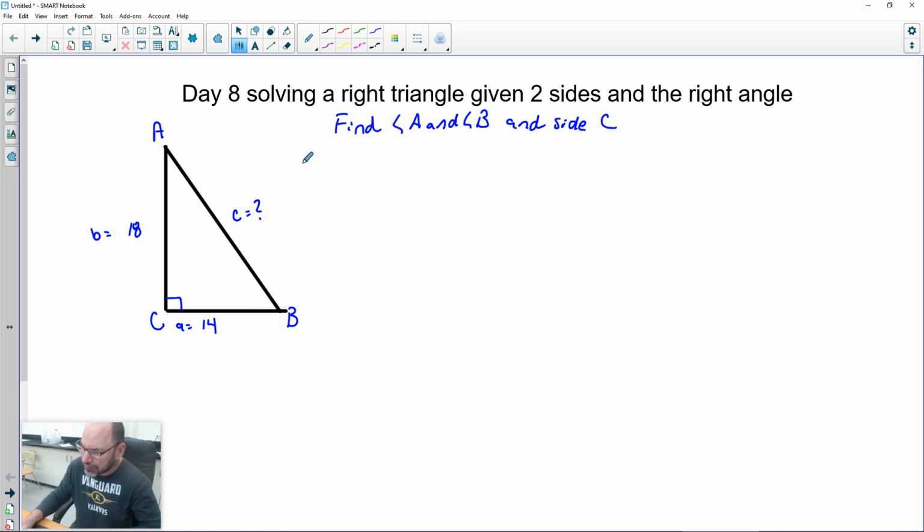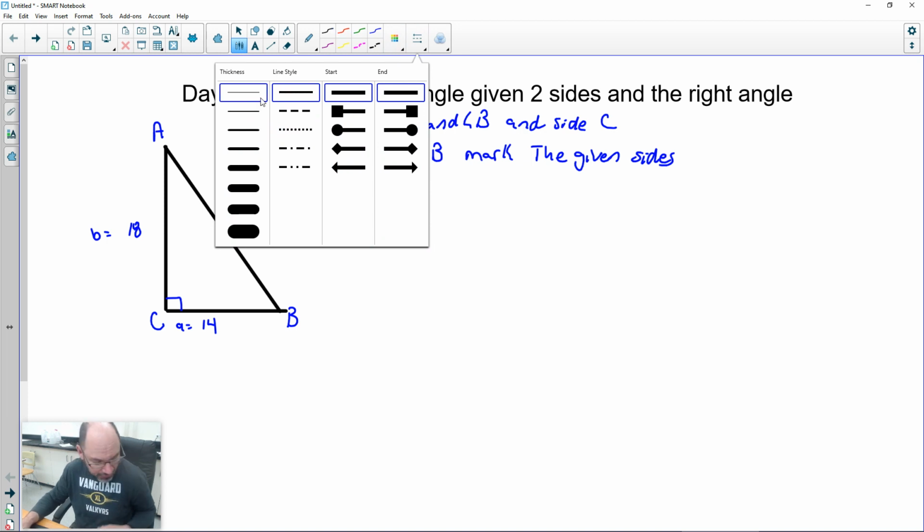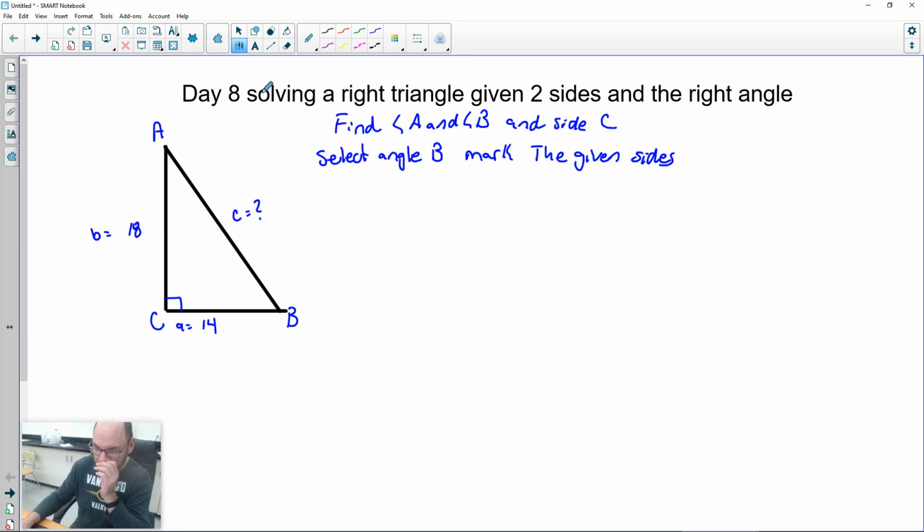So we're going to choose an angle. So we're going to select angle B. And then mark the given sides. Okay, so that's the first thing that we're going to do. So I'm going to do that in red here. So we have to decide what each side is in the right triangle, whether it's opposite, adjacent, or hypotenuse.